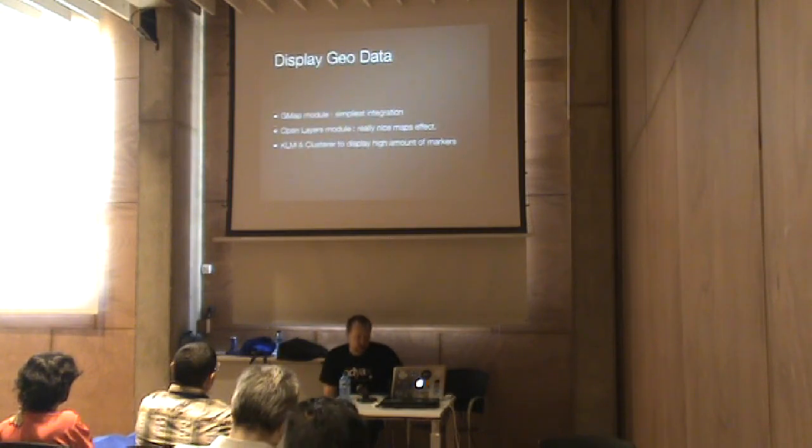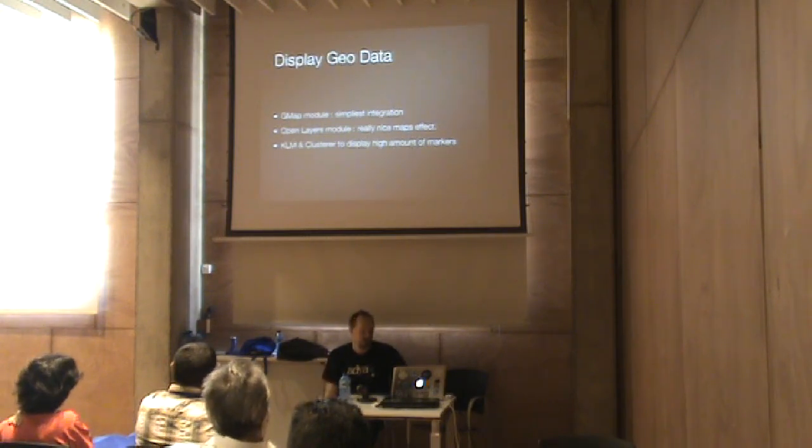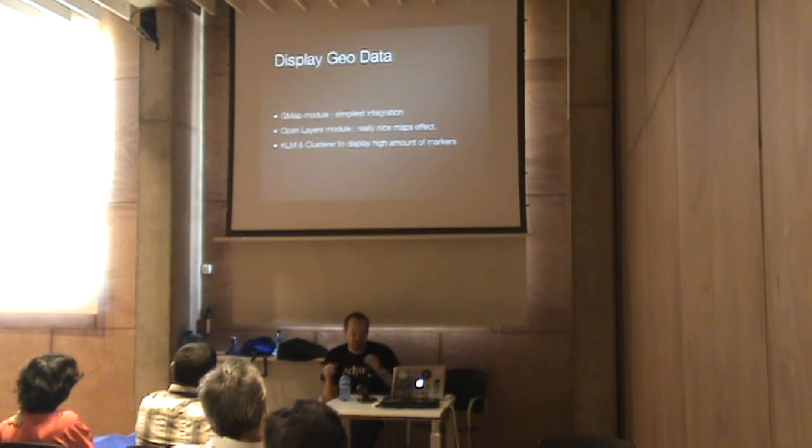Now, for Gmap, it's very easy to integrate. With OpenLayers you have really nice map effects. You have Mapbox using that, and you have KML and clustering to display a large amount of markers. Just don't put 2,000 markers on the map. It's just messy.